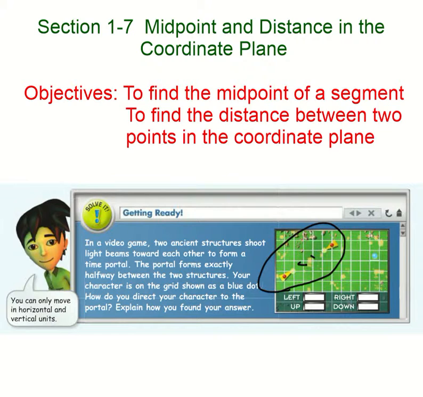Halfway looks to be about right here. Now you've got to figure out how you're going to move your blue dot, which is you, over to that midpoint. It looks like you're going to go left quite a few. You're going to go left 1, 2, 3, 4, 5, probably about 6, 6.5.